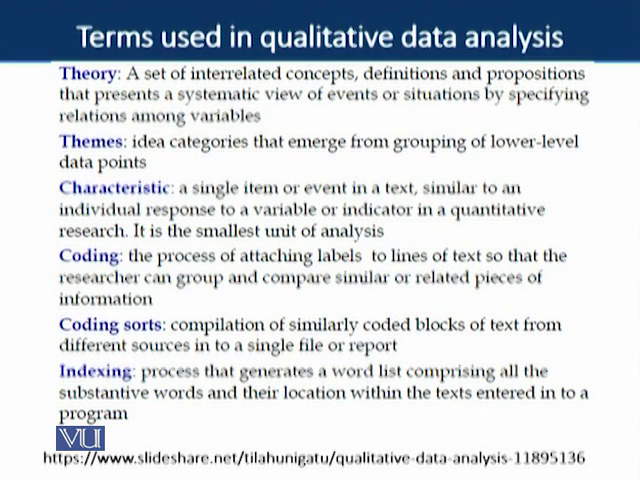Then we have another term which is used in qualitative data analysis, and that is indexing. Indexing is when you generate particular words, and those words are then listed, and they are given particular substantive investigation, and then their locations are determined, and the locations within the text are highlighted. So this process of generating a word list and their particular positions is called indexing. So these are the terms which are used in qualitative data analysis and must be known to researchers.